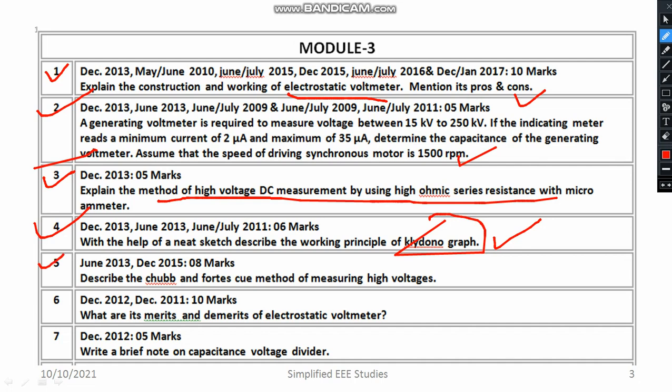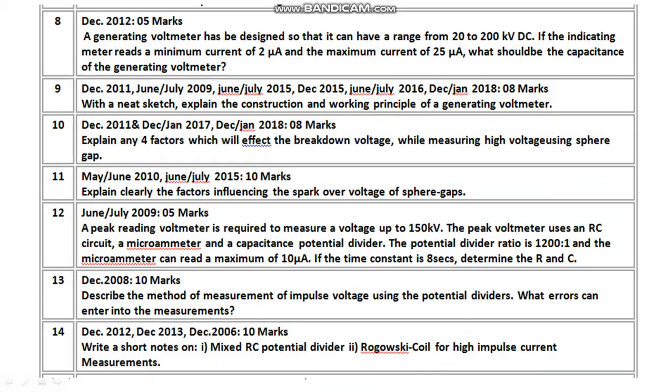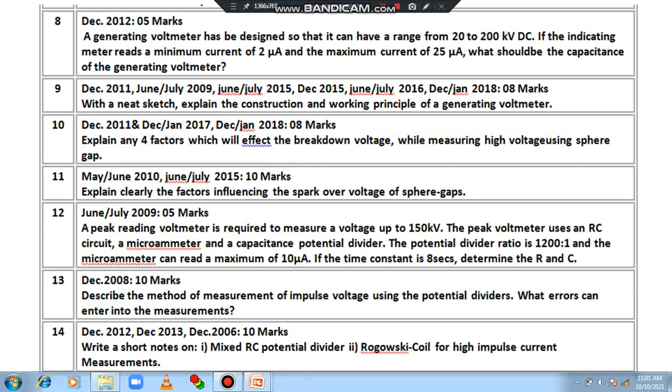Another one is the Chubb and Fortescue method. I have already explained it, it's available in the video, along with the pros and cons of the electrostatic voltmeter. Do mention the electrostatic voltmeter also, because it carries the weightage of 10 marks. Then another one is a brief note on the capacitive voltage divider. What do you mean by capacitive potential divider or capacitive voltage divider? How can impulse voltage be measured using a capacitive potential divider?